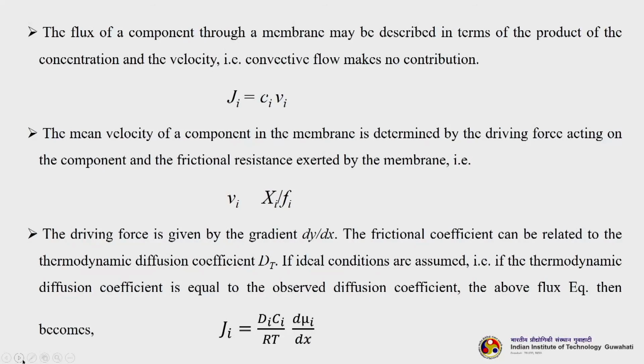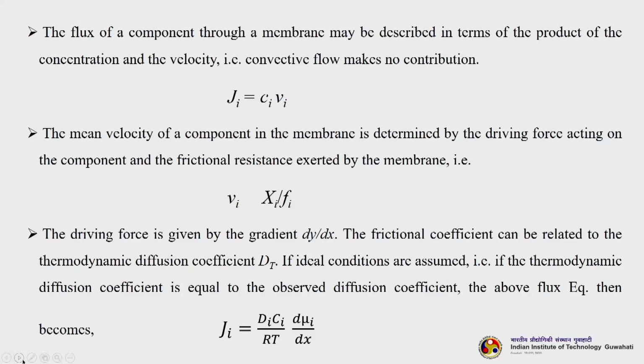So, the flux of a component through a membrane may be described in terms of the product of the concentration and the velocity. So, J I equals C I V I. That is, convective flow makes no contribution. The mean velocity can be calculated from this equation, V I equals X I by f I. The driving force is given by the gradient d mu I by d x.